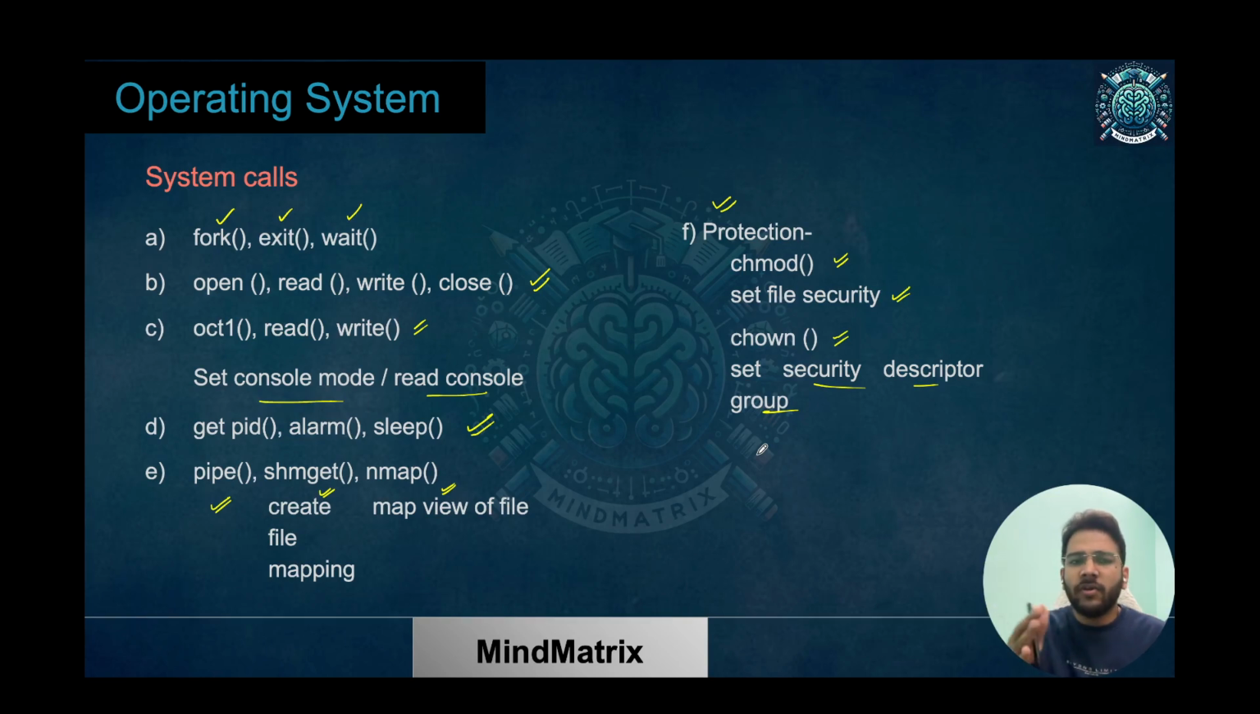Certain system calls are not very important from your GATE exam point of view, but you should know at least some of them, like fork, wait, exit. These are system calls that you need to know, because sometimes they ask questions, and in previous years also they asked a few questions based on system calls. So that is very important, and we will be covering the questions as well in the upcoming lectures, when we will be solving previous year questions.